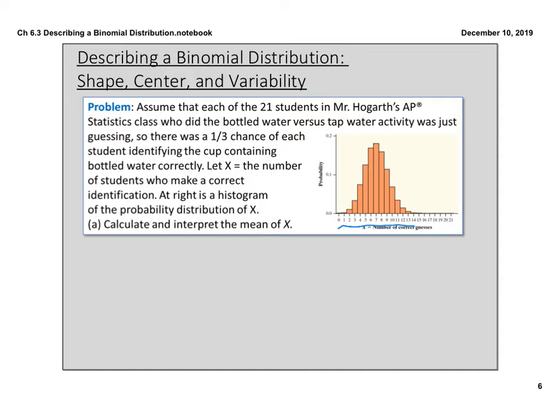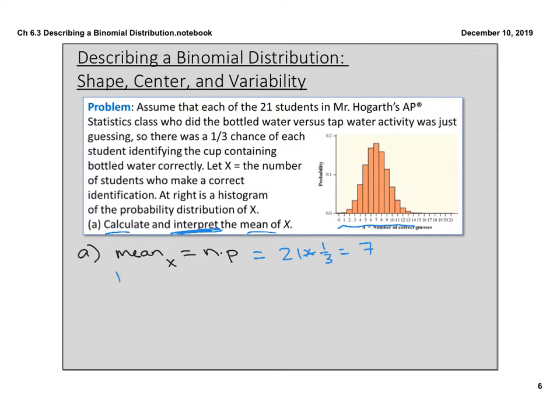The first thing says calculate and interpret, keyword there, the mean of X. So the mean of a binomial distribution is simply n times p. In this case, we would make that 21 times a third, which is 7. But now here's the key word where we have to interpret that. And when we interpret that, we need to address the fact that they were guessing.